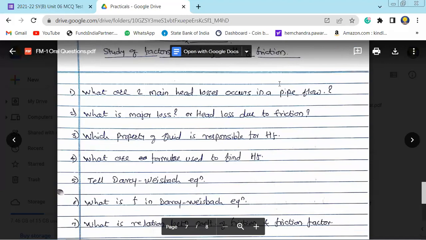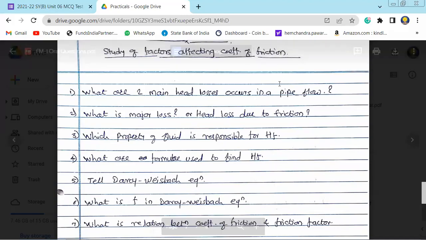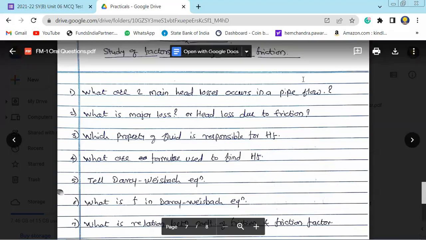What are the 2 main head losses that occur in pipe flow? What is major loss, or head loss due to friction? Which property of the fluid is responsible for head loss due to friction? What are the formulae used to find head loss due to friction? Tell the Darcy-Weisbach equation. What is f in the Darcy-Weisbach equation?